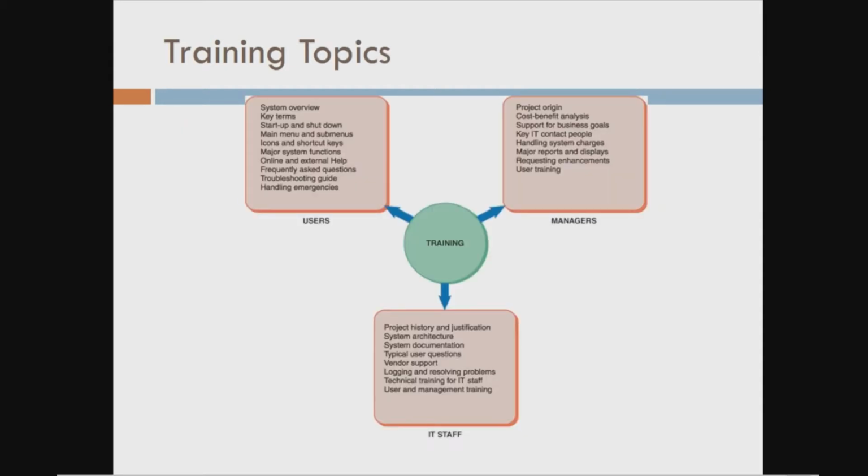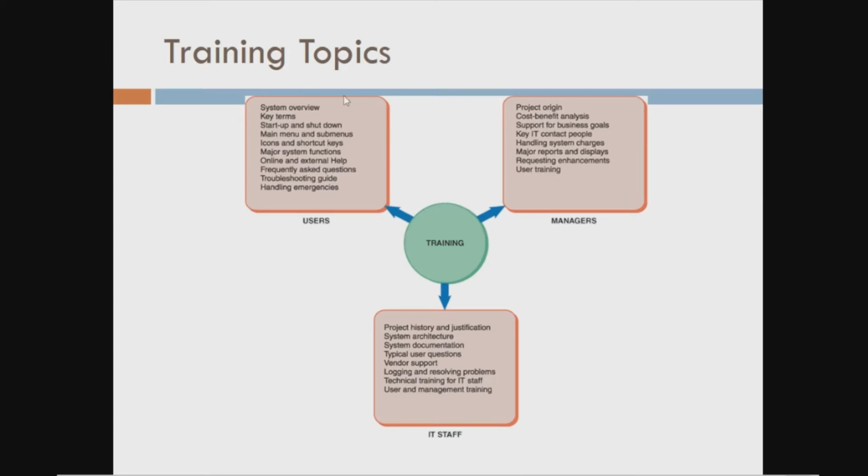For the training part, we have the users, managers, and IT staff. You can refer back to the previous video on the installation part. We want to move from the IT environment test to the operational environment, and of course, the training is very important. Users refers to the people that will interact with the system.